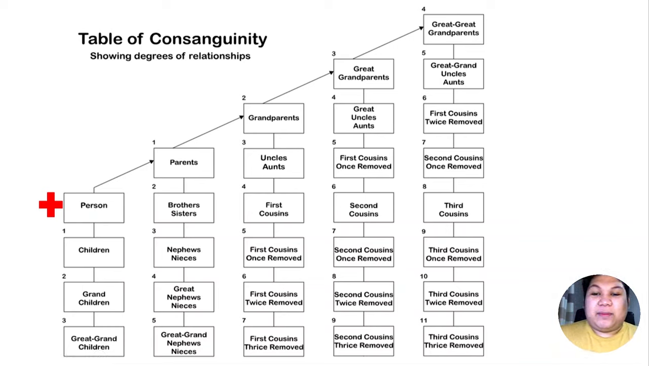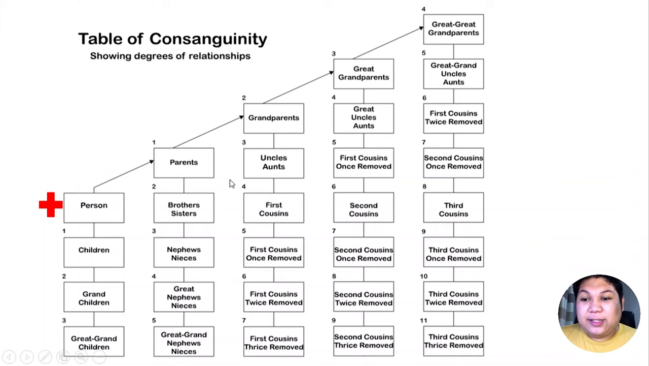Therefore, in our problem, only Maria can inherit the entire estate of Juan. Okay, so that's how you determine the degree of consanguinity. Always go back, go up, then down. If the only surviving relative is the third cousin, go up to where your root is common. So for example, if this is the person who died and the surviving relative is the third cousin, the person should go up to the fourth degree first before reaching the third cousin, because the great-great-grandparents are common to the person and the third cousin.